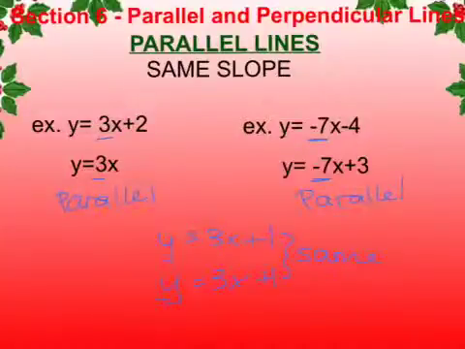Sometimes they'll give it to you in two different forms, and when you get them both into slope-intercept form, you realize that they're both 3x plus 1. That means they're the same line. So make sure they don't have the same y-intercept. They should have different y-intercepts. This one was plus 0. The other one was plus 2. Here we have -4 and +3, but they have the same slope, so they're parallel to each other.